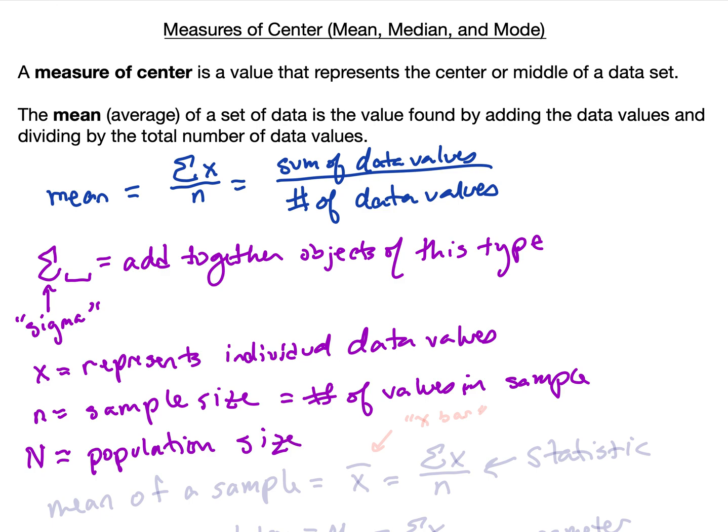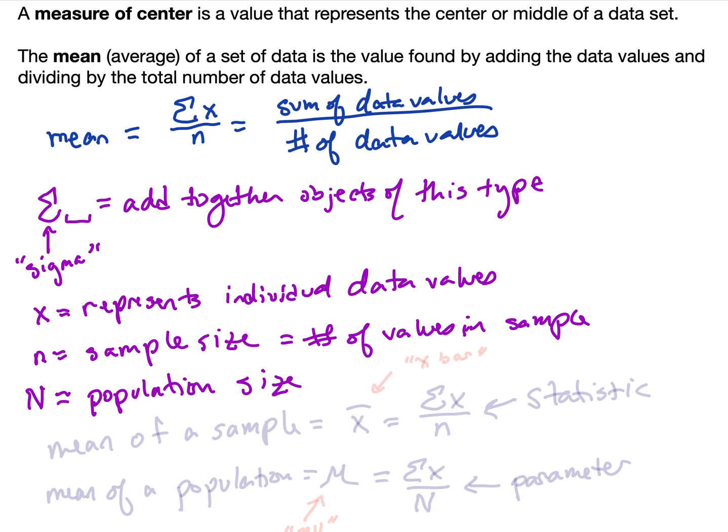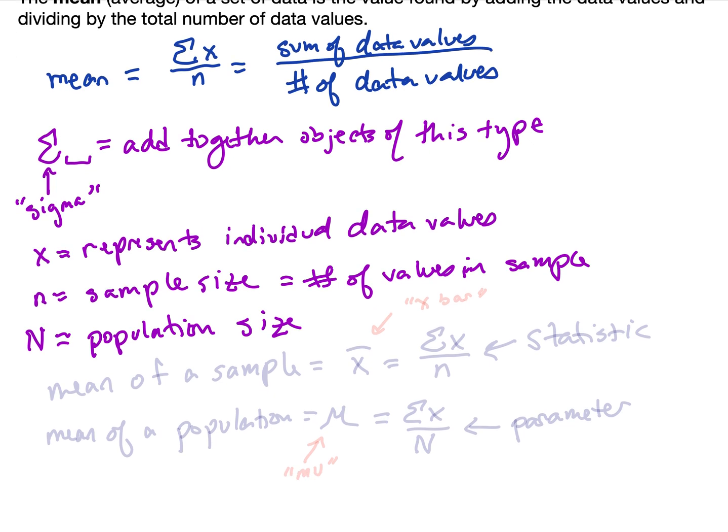So if we were talking about Americans, the population size would be 330 million. If we were taking a sample of those and finding the average of a sample, its sample size would be the number of values in the sample. So maybe we poll 200 adults, and in that case, lowercase n is 200, and uppercase N, the population size, is 330 million.